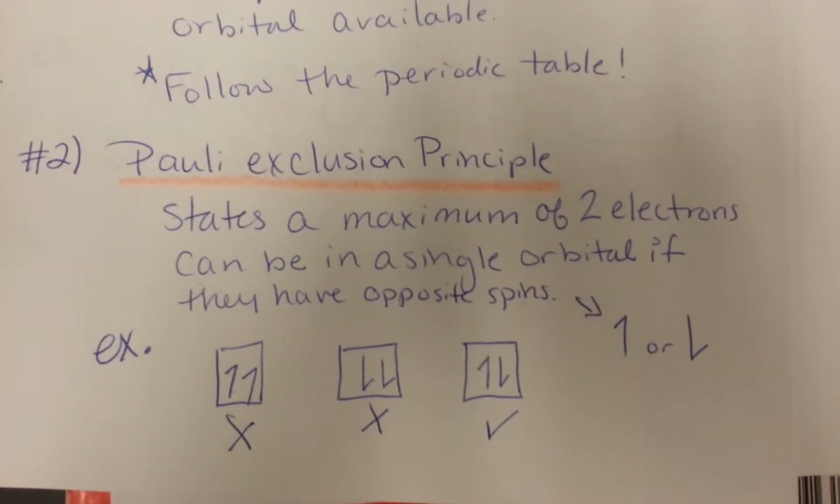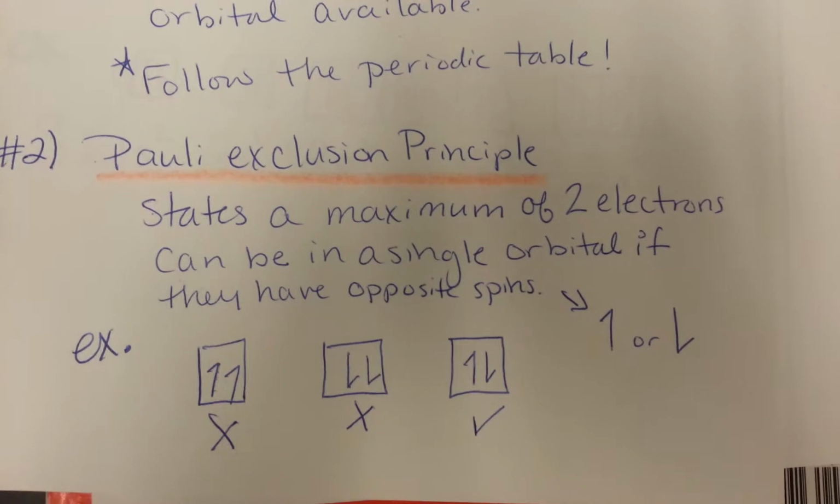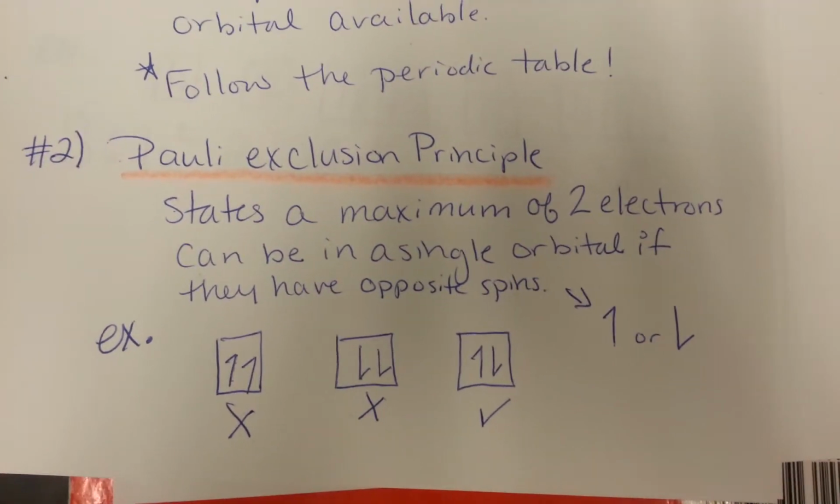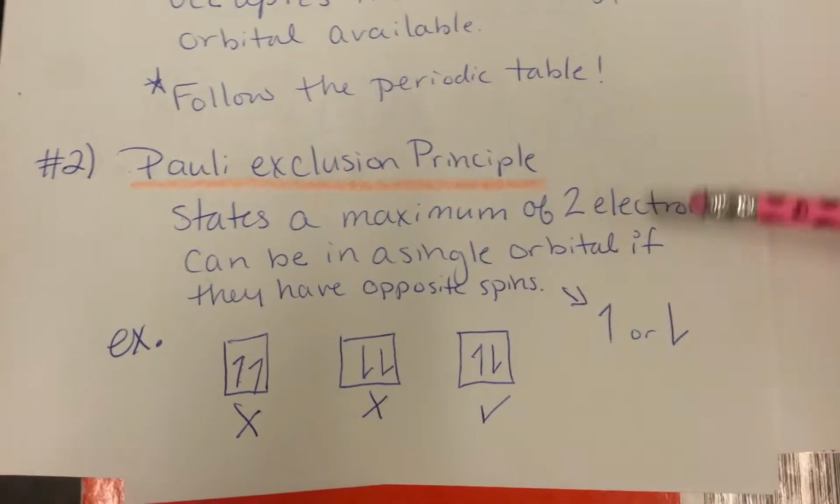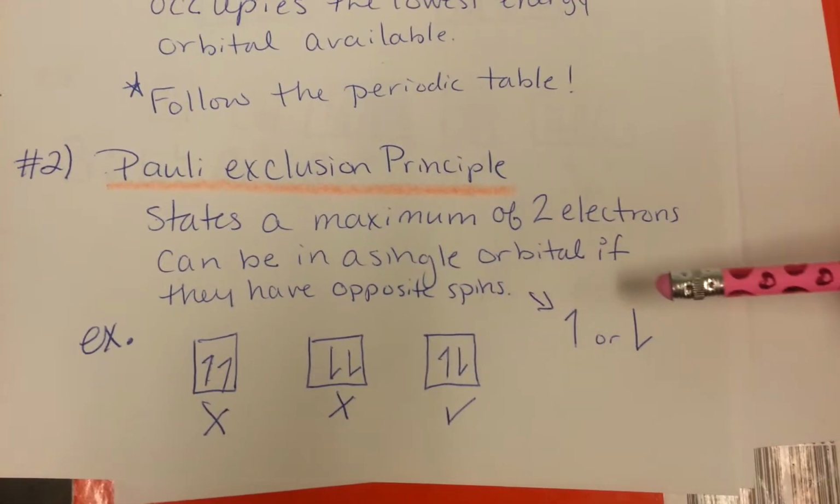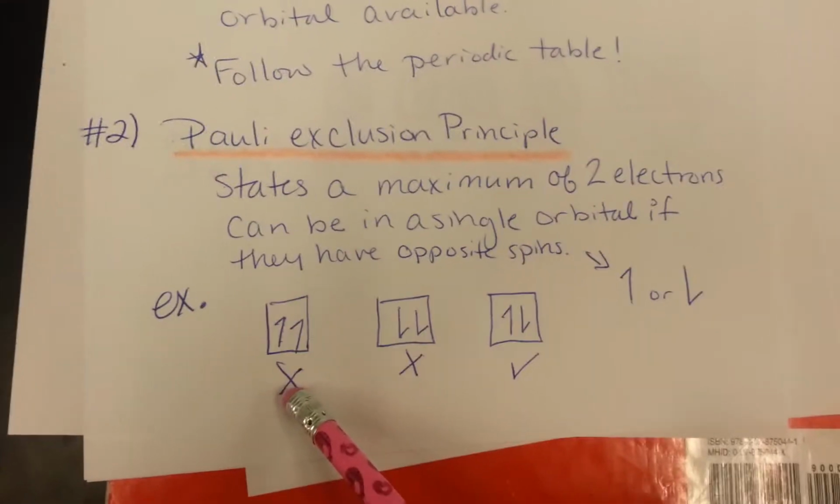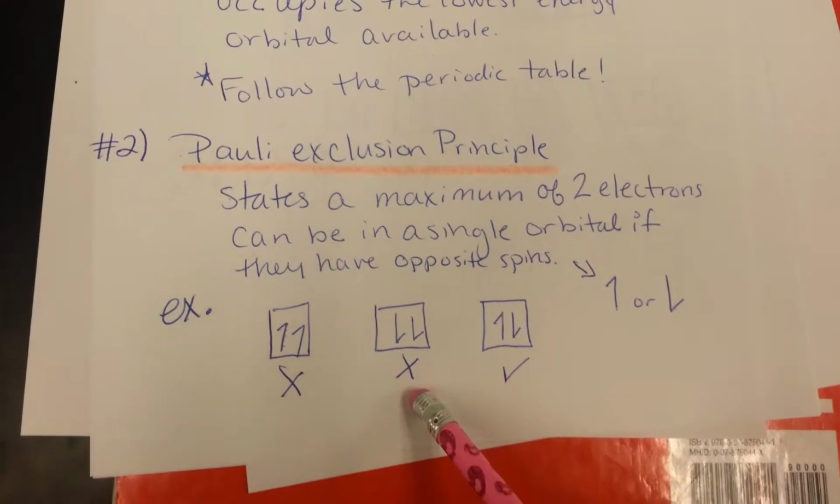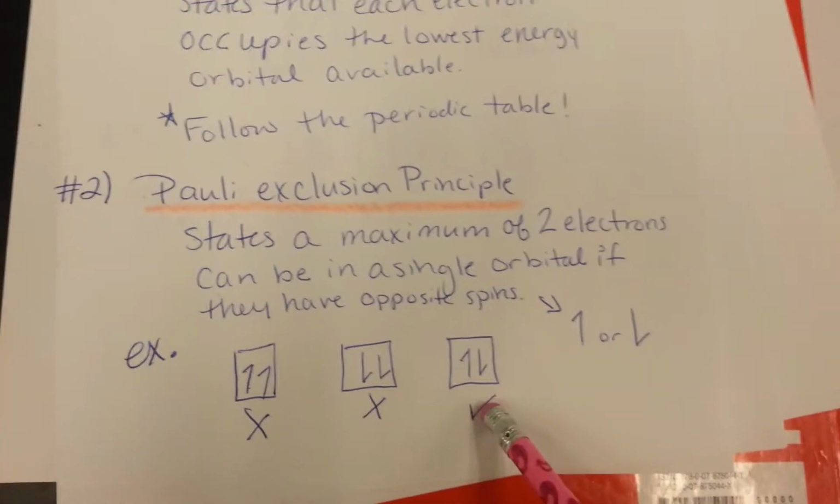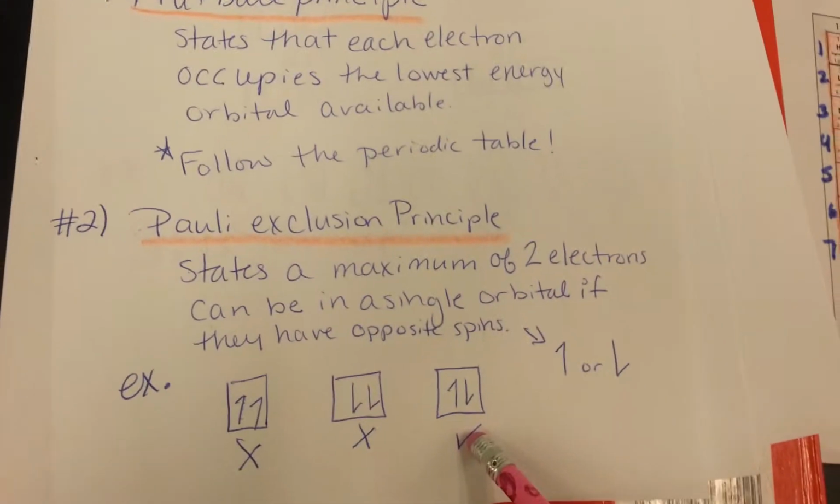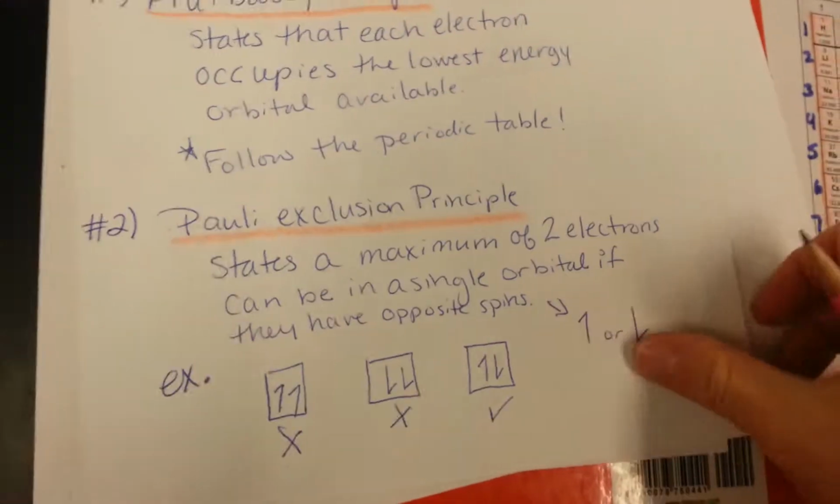Now, our second rule is the Pauli exclusion principle, which states a maximum of 2 electrons can be in a single orbital if they have opposite spins. We represent those opposite spins with either an up or a down arrow. So you cannot put 2 up arrows in the same box. You cannot put 2 down arrows in the same box. But you can, and most certainly should, put 1 up and 1 down in a box. That represents a full orbital box.